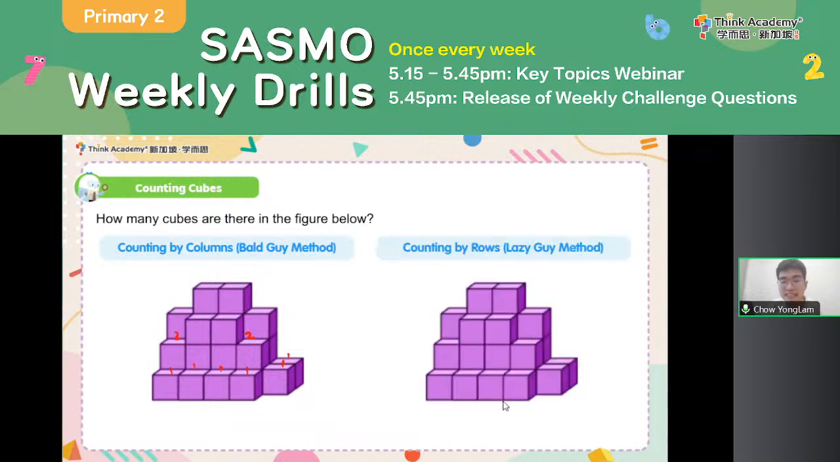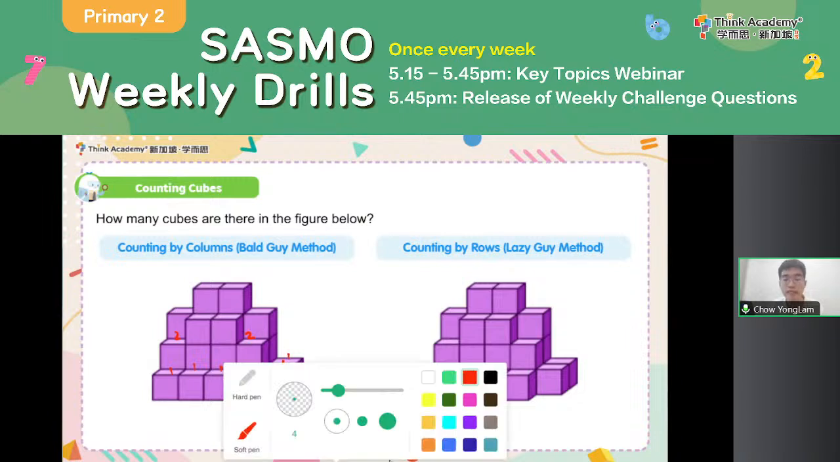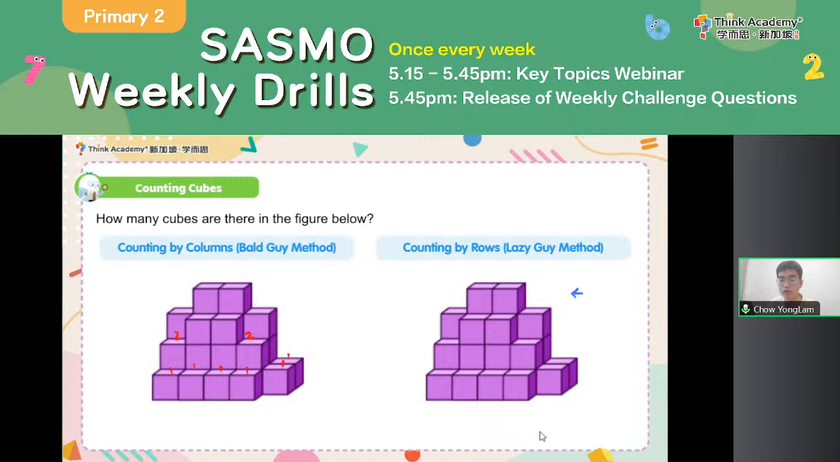Whereas the second way is to count by rows. Counting by rows is what we call the lazy guy method. We start from the top row. We find out the top row has how many cubes. So over here, we have 1, 2, 3, 4, 4 rows. So we start from the row on the top. The top row has 1, 2, 2 cubes.